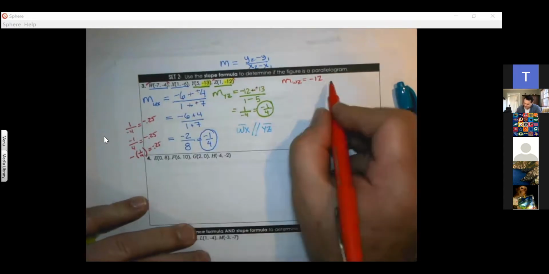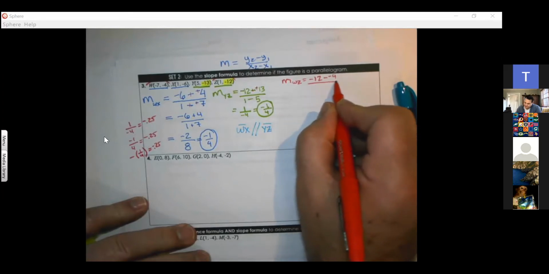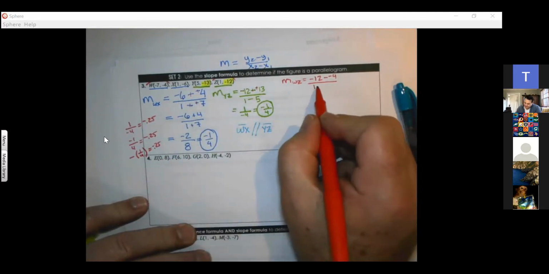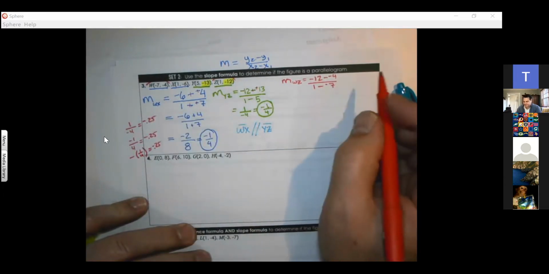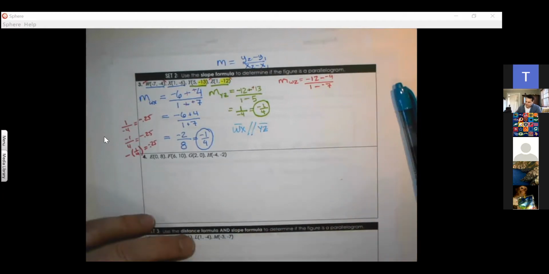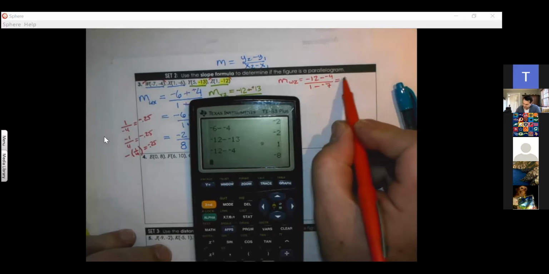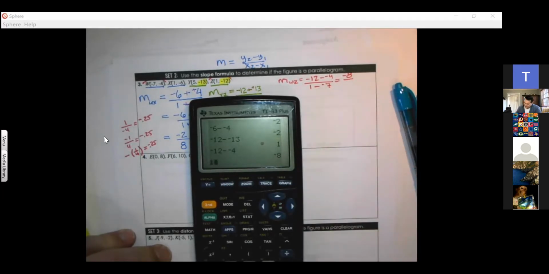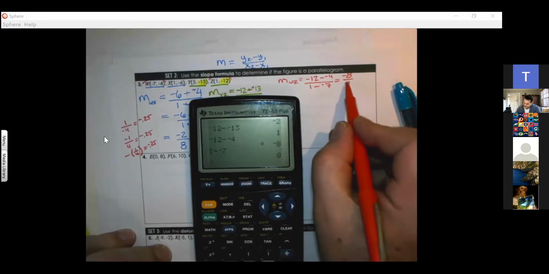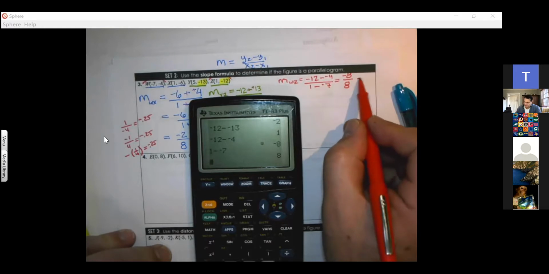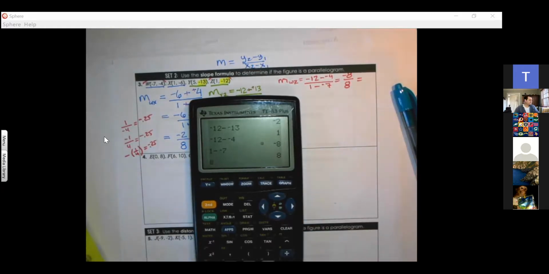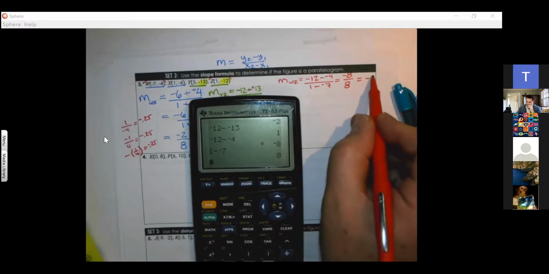Okay, so we're going from W to Z. So we're going from negative 12 minus negative 4 over 1 minus negative 7. And maybe we just don't even worry about all this little trickery and fancy stuff. We go negative 12 minus a negative 4, so that becomes a negative 8. And then we have 1 minus a negative 7, and that becomes 8. What would this simplify to? Negative 1. Yeah, it's just a slope of negative 1.